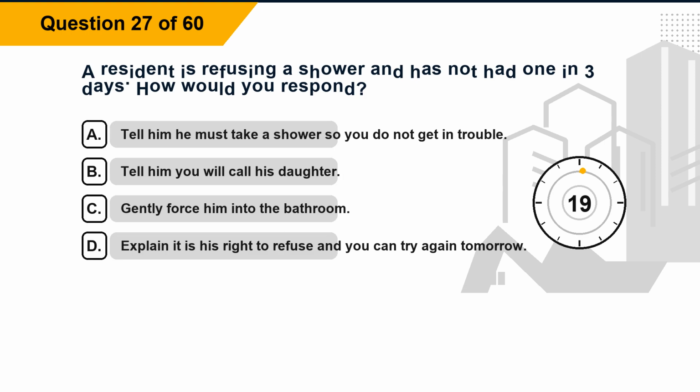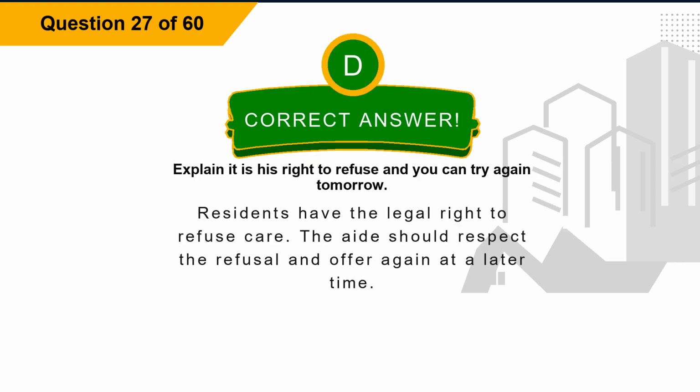Question 27. A resident is refusing a shower and has not had one in 3 days. How would you respond? Option A: tell him he must take a shower so you do not get in trouble. Option B: tell him you will call his daughter. Option C: gently force him into the bathroom. Option D: explain it is his right to refuse and you can try again tomorrow. The correct answer is option D: explain it is his right to refuse and you can try again tomorrow. Explanation: residents have the legal right to refuse care. The aide should respect the refusal and offer again at a later time.